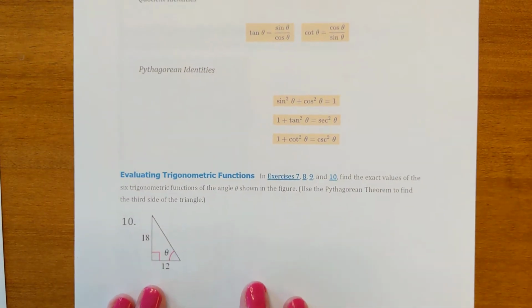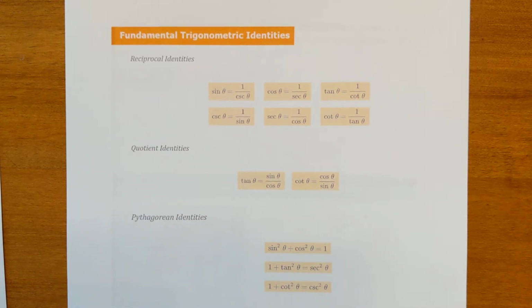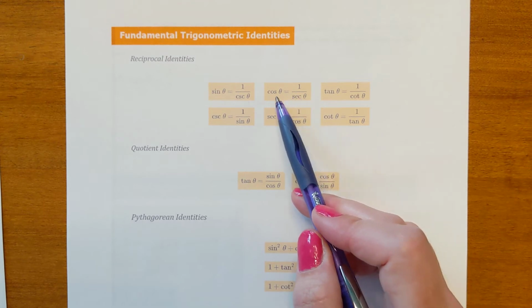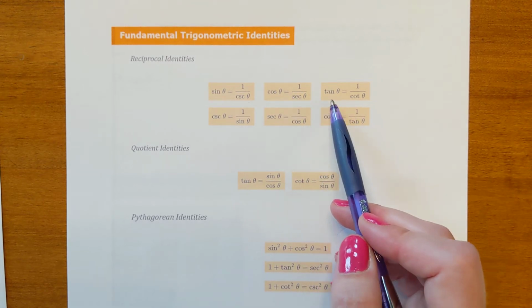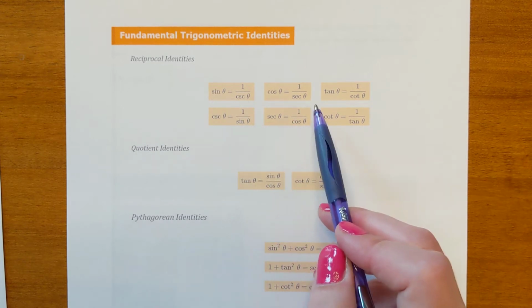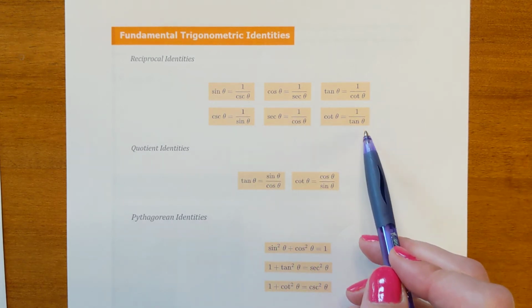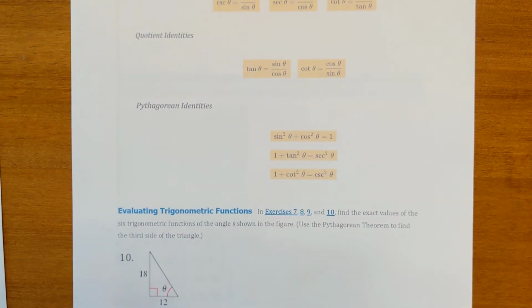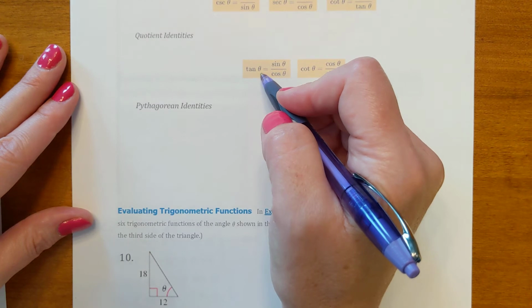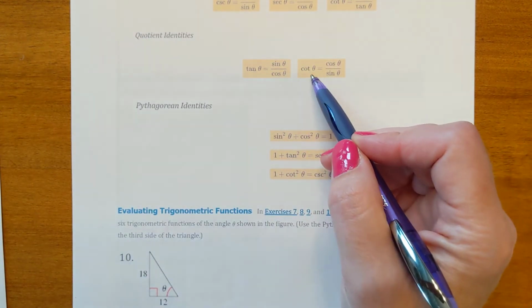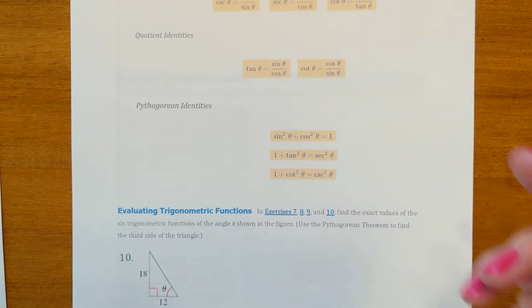On the next page, again, we have a reminder here of our reciprocal functions. Sine is 1 over cosecant. Cosine is 1 over secant. Tangent is 1 over cotangent. Cosecant is 1 over sine. Secant, 1 over cosine. Cotangent, 1 over tangent. And then I talked about this on the unit circle. Tangent is equal to sine over cosine, and then cotangent is the flip of that. It'd be cosine over sine since it's a reciprocal function from it.